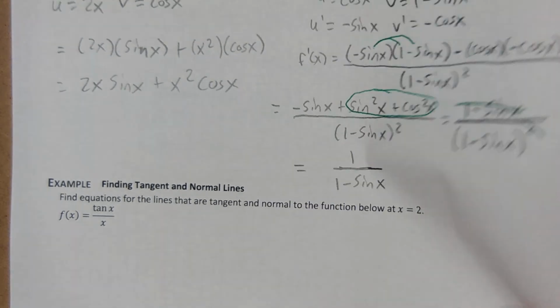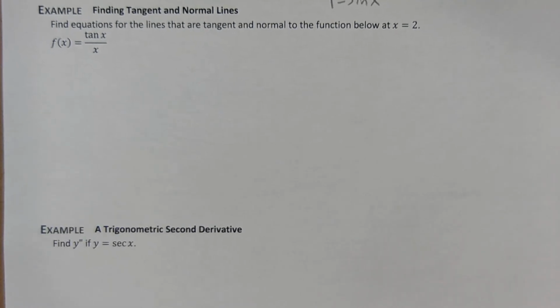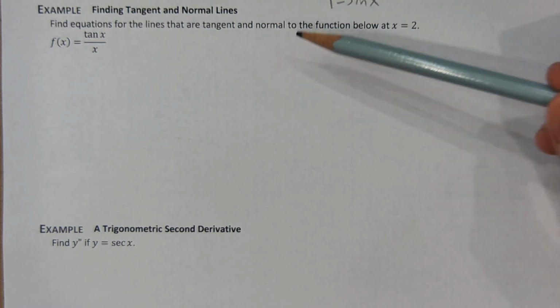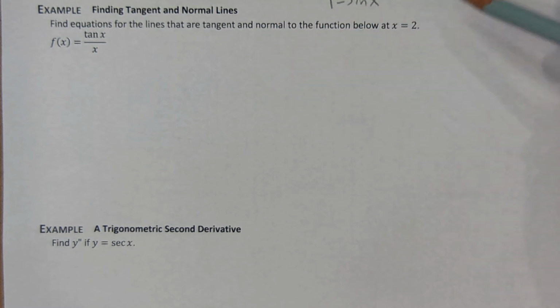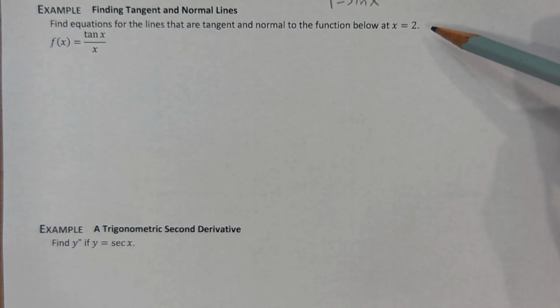Okay. Moving on. Moved up too far. Here we go. Tangents and normals. It says find the equation of the lines that are tangent and normal to the function below at x equals 2.